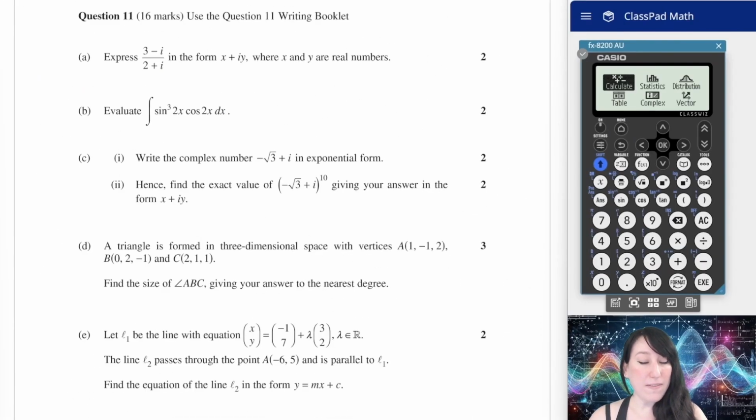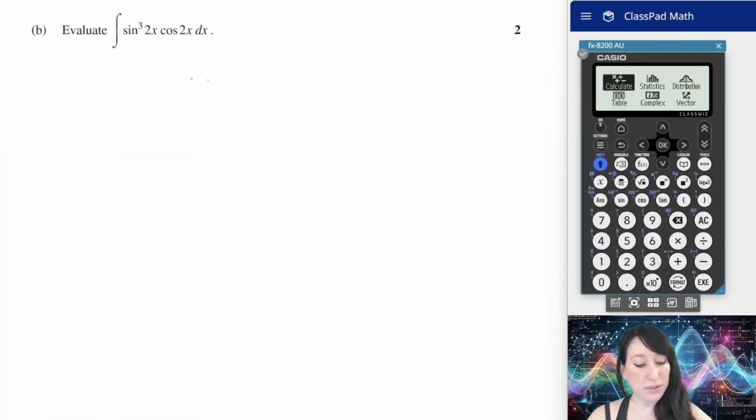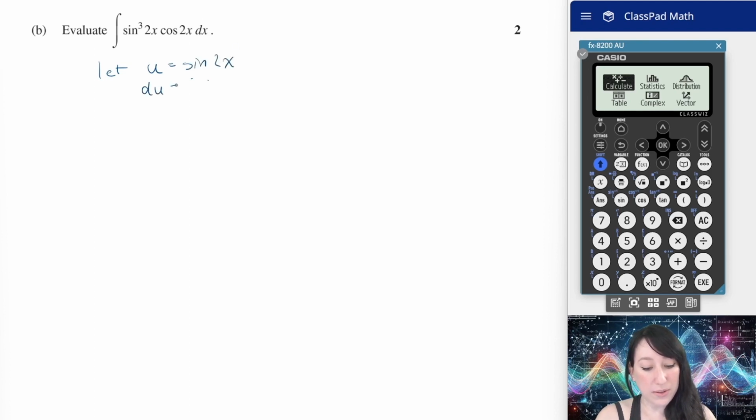11b. Evaluate the integral of sine cubed of 2x times cosine of 2x dx. So to do this integral, we're going to use the fact that the derivative of sine is cosine, and we're going to use a u substitution where u is sine of 2x. Then du would be 2 cosine of 2x dx, and so we can replace cosine of 2x dx with 1/2 du.